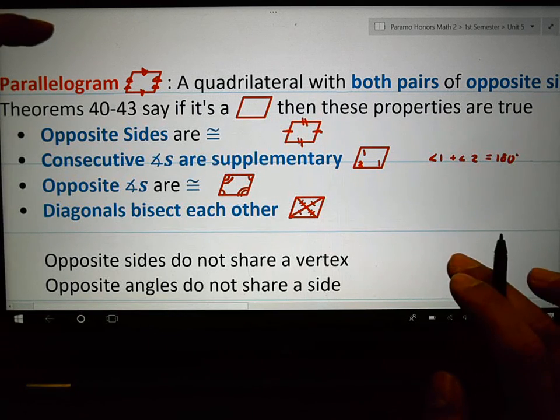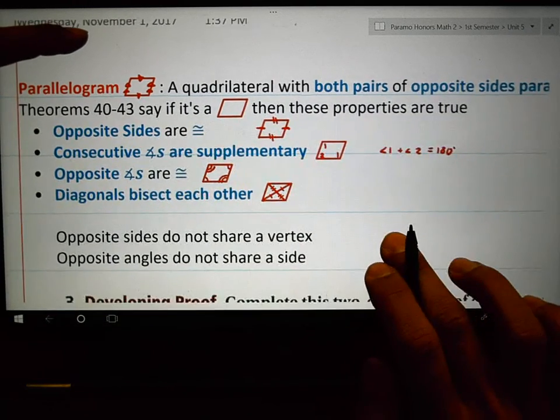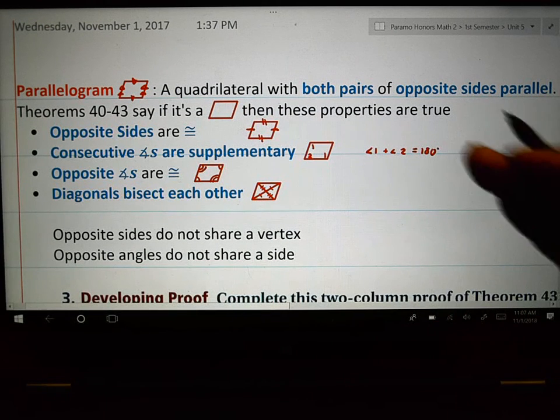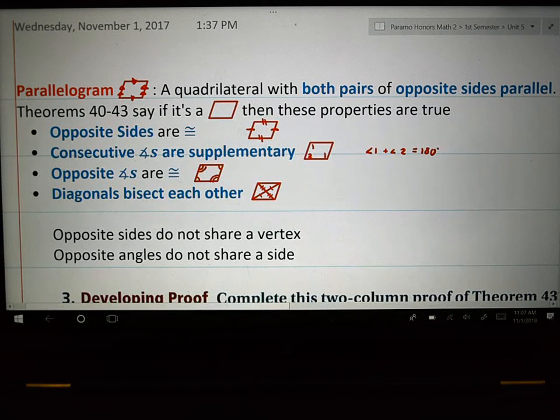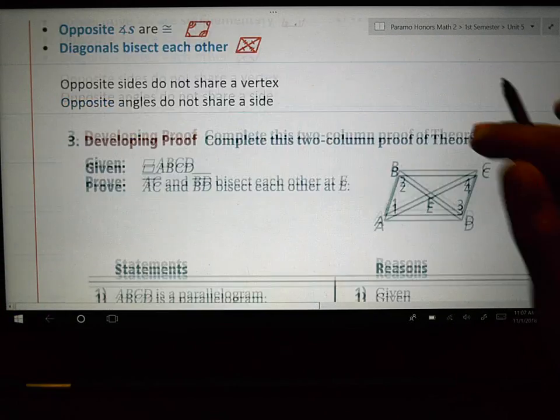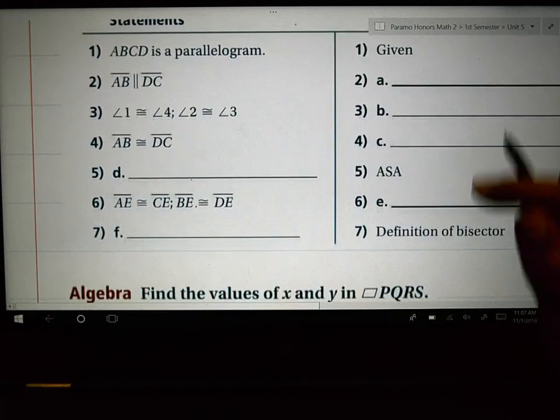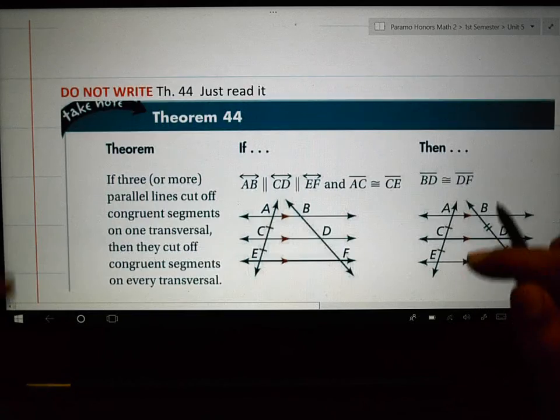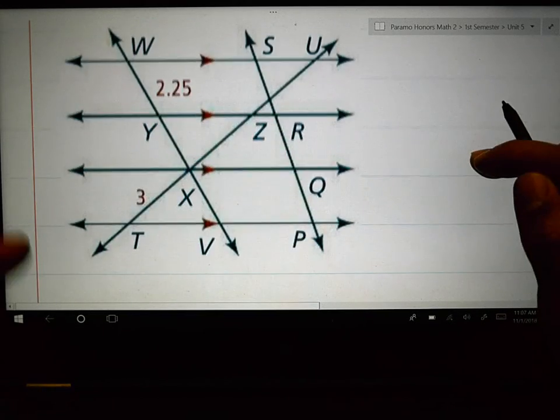So every single question besides the proof is going to deal with some of these facts, some of these properties. And even the proof is going to have some of these properties in them as well. So I have some examples for us to do. I've chosen number 3, number 4, and number 6 for us to do.